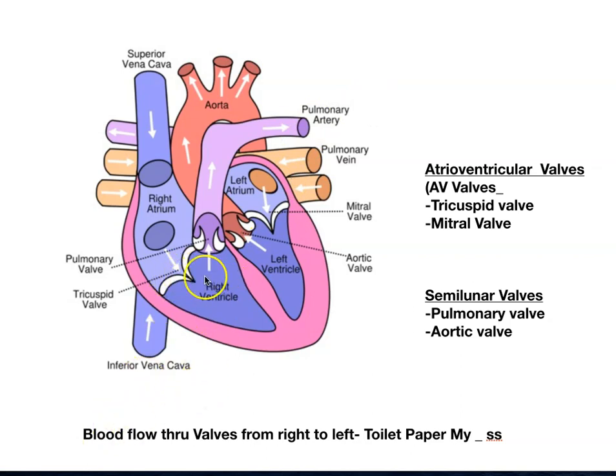So, how do you remember these valves? We got the two AV valves, and then we have the pulmonary and aortic valves. These are our semilunar valves. How do we remember which ones are on the right and which ones are on the left?